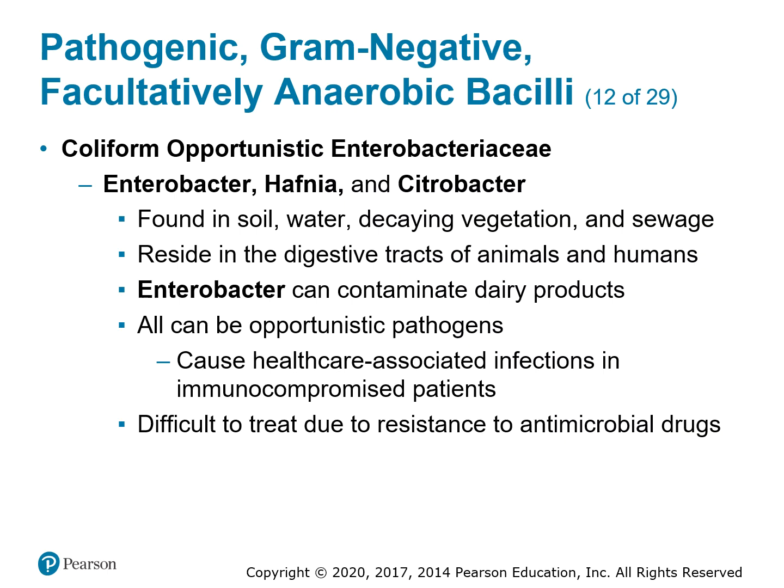Some coliform opportunistic enterobacteria we want to talk about are Enterobacter, Hafnia, and Citrobacter. These are also found in soil, water, decaying vegetation, and in sewage. They normally reside in the digestive tract of humans and animals. Enterobacter can contaminate dairy products. All can be opportunistic infections. They can cause healthcare-associated infections in someone who has a compromised immune system. They are difficult to treat because there is a lot of resistance.